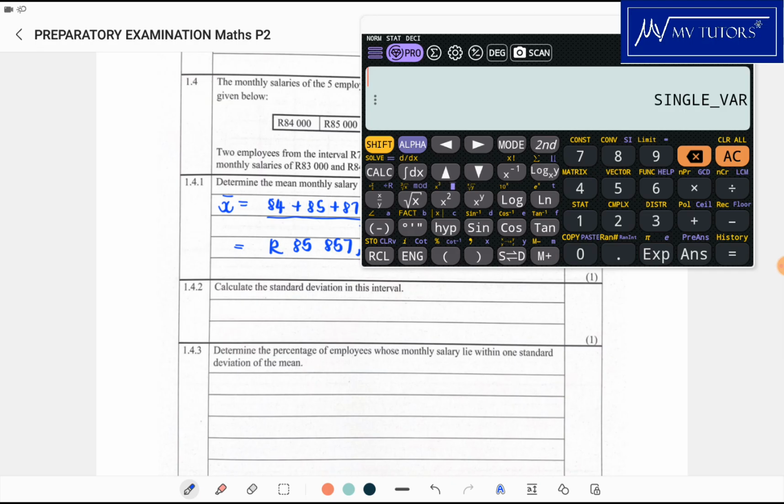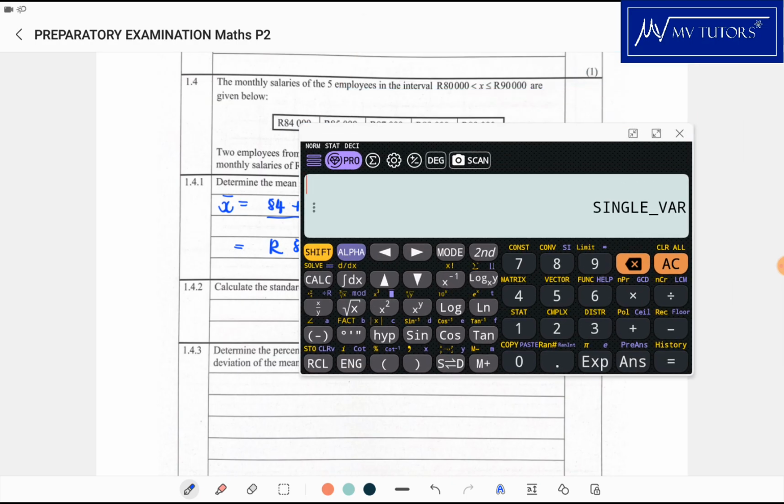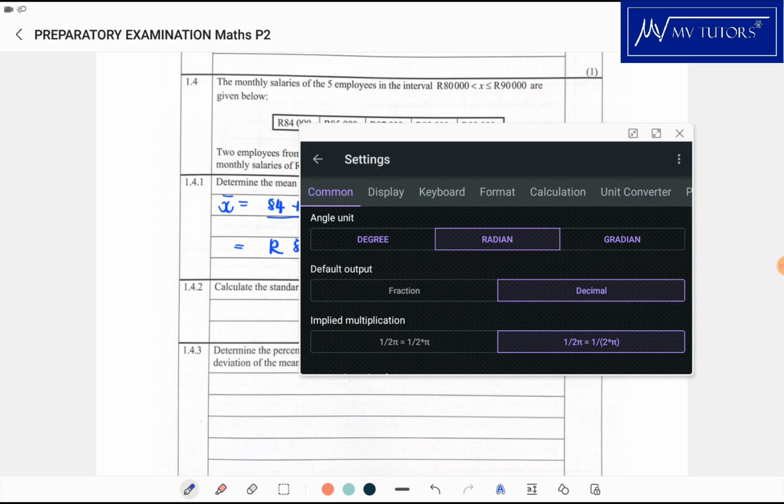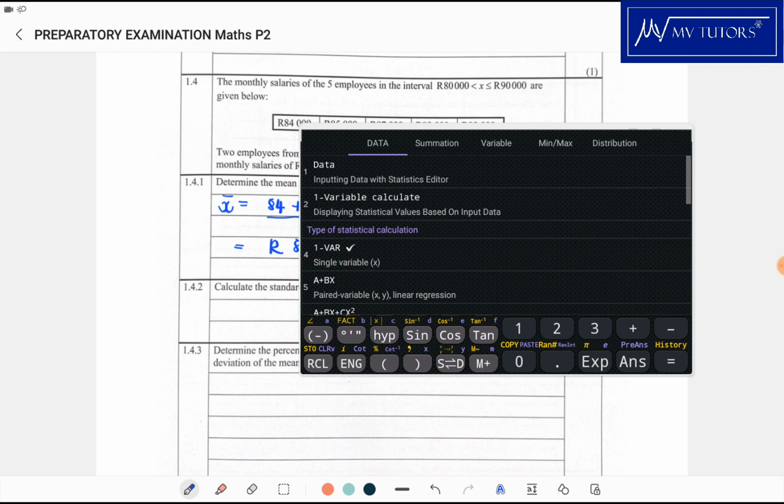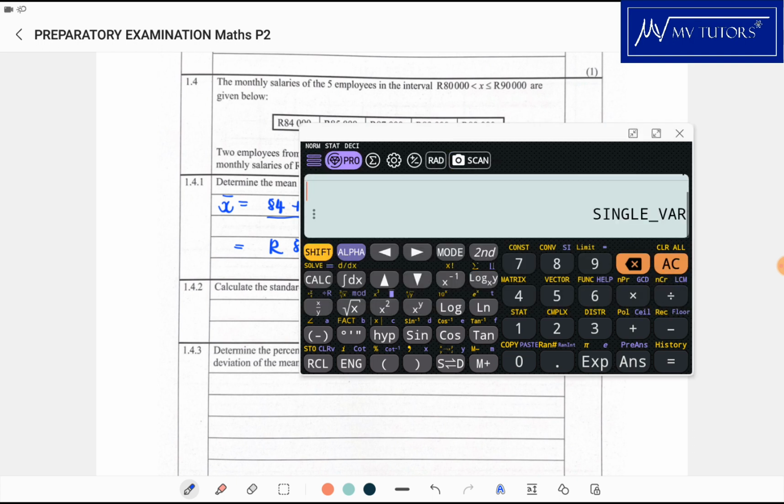Where's the Casio calculator? I don't like this one. Okay, mode, stat. Yeah, I keep forgetting how to use this calculator. So let's just go back. Okay. Now let's say mode, stat, one variable, single variate. Yes, there we go. So now I can input the data.